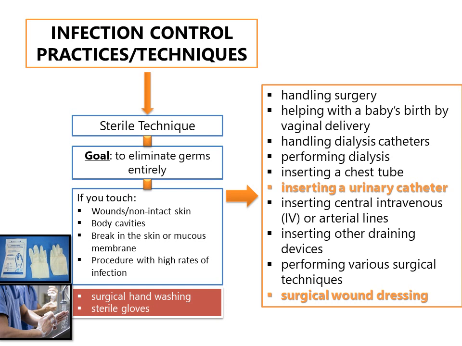Now, what are those procedures that require a nurse to observe sterile technique? You would see a lot of listing on the slides. However, I just want to emphasize that surgical wound dressing is one procedure that requires sterile technique, which means you perform surgical hand washing, and you put on sterile gloves. Again, what is our goal when you perform surgical wound dressing? You want to eliminate germs. You do not want microorganisms to get into the wound. Why? Because the patient has open skin, non-intact skin. Therefore, sterile technique is followed for surgical wound dressing.